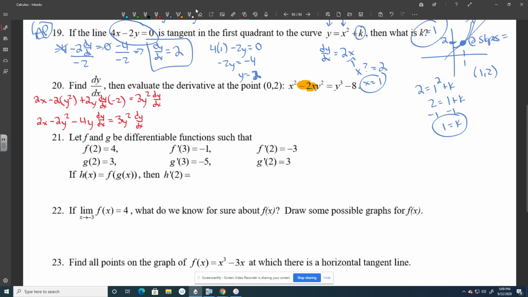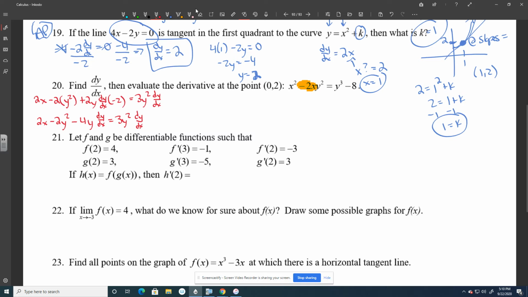Now, it wants me to find dy/dx. I'm not there yet. I've got to get dy/dx by itself. But it gives me a little bit of information that can maybe help make this a little bit easier. I don't need just the general dy/dx. Oh, maybe I do. It tells me to find it and then evaluate.